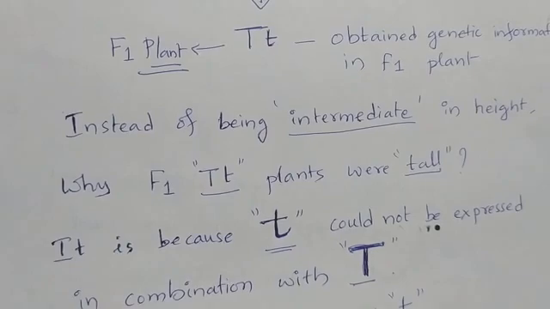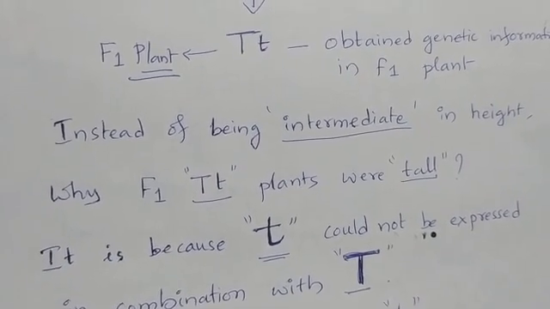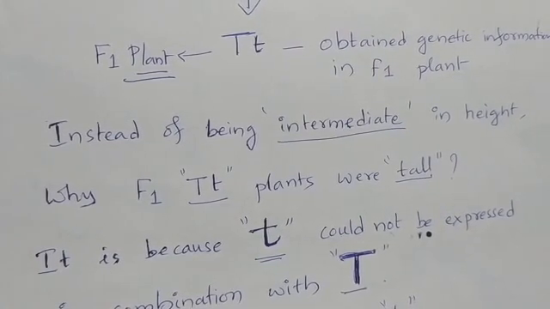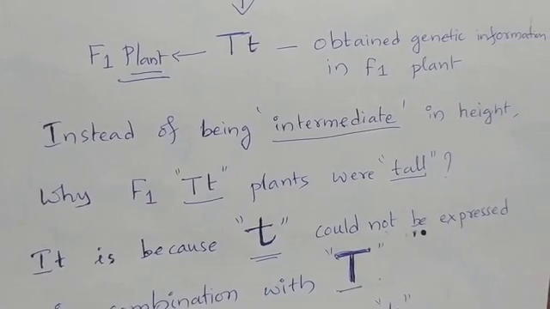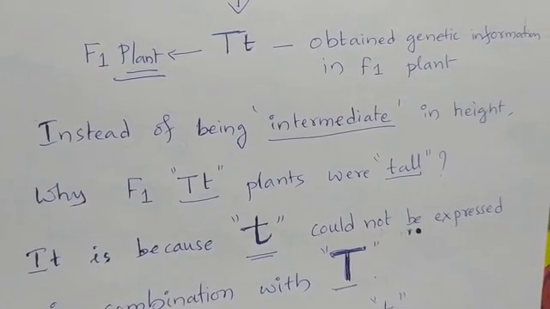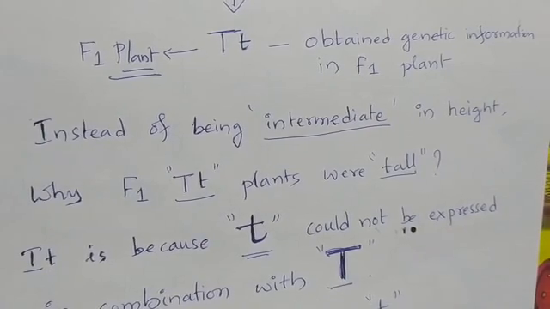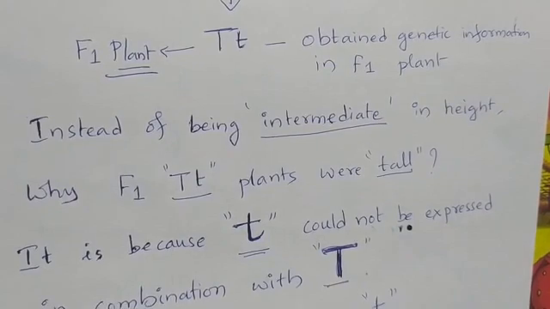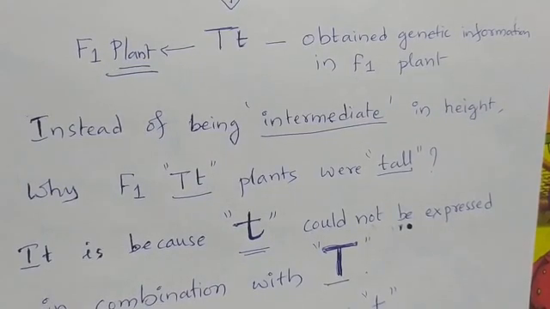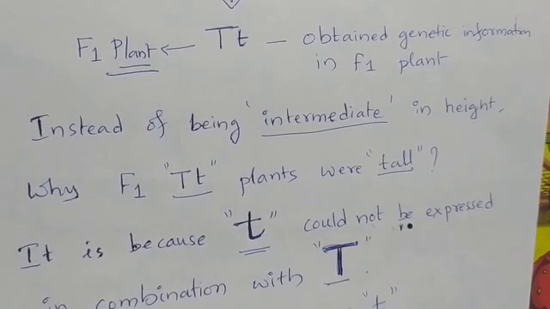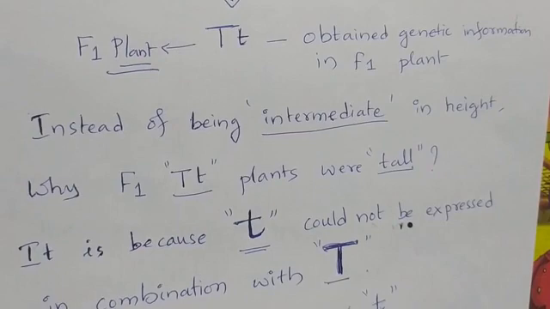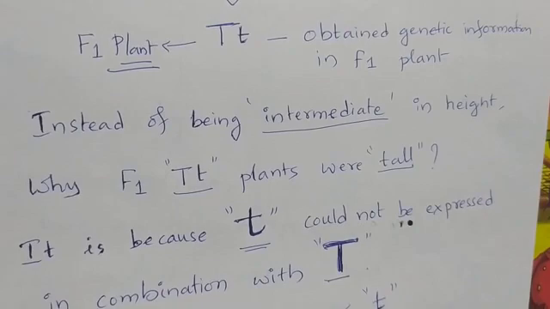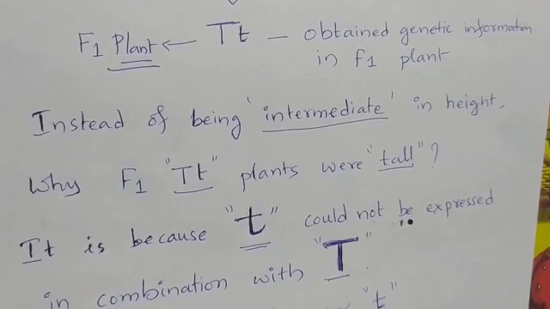What is the expressed trait of the plant that has capital T combination of genetic information? Tall. What is the expressed trait of the plant that has small t combination of genetic information? Short. Then if it is neither both capital T's nor both small t's, but one capital T and one small t in the F1 plant, what should be its expressed trait? Intermediate, because there is half genetic information for tallness and half genetic information for shortness.